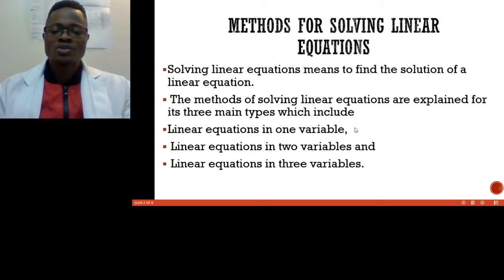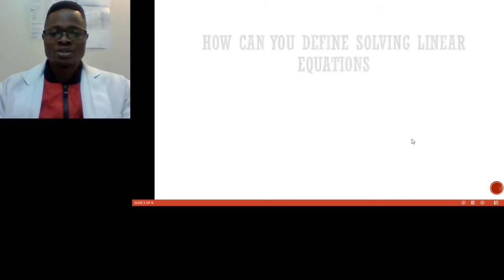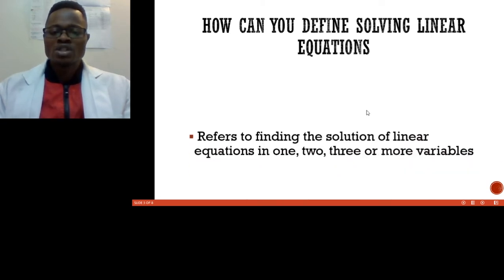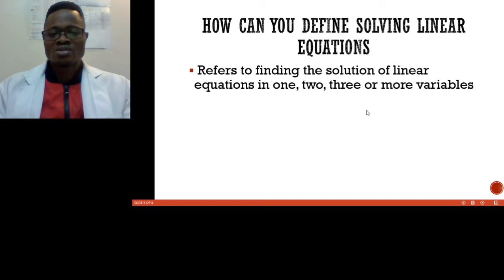use. You can use the substitution method, you can use the elimination method, you can even use the graphical method, the calculator method, but sometimes your teacher or your lecturer might require you to use a particular method. So if you are required to use a particular method, do so. But for the purpose of this video, I'll be showing you how to solve a system of linear equations using the substitution method. But now, before we dive into solving these linear equations, what actually is solving linear equations?